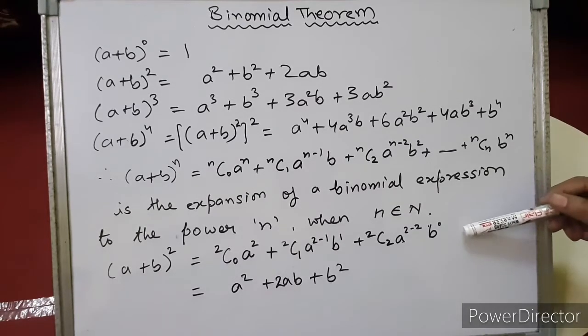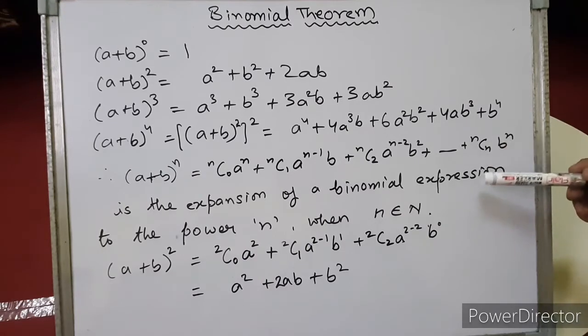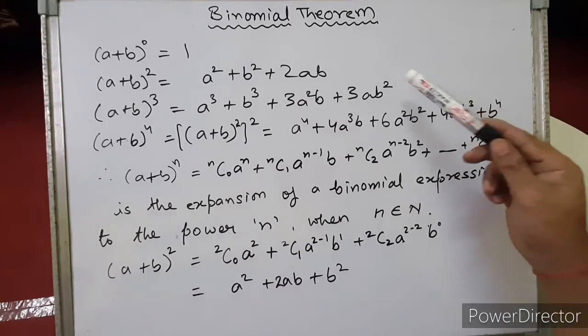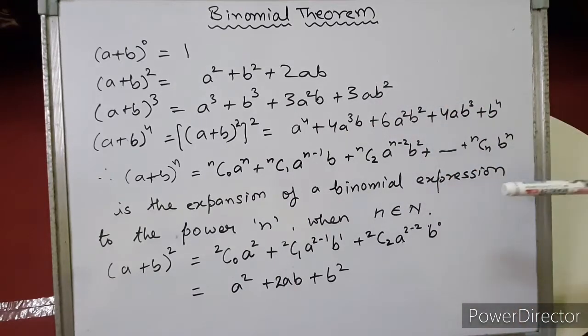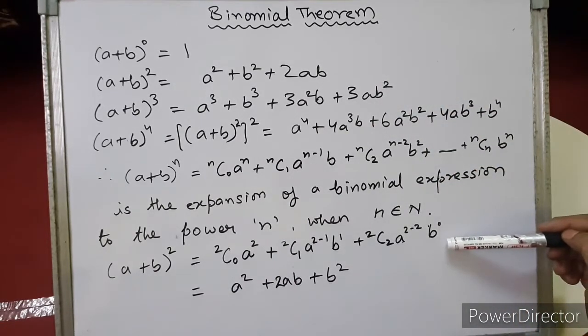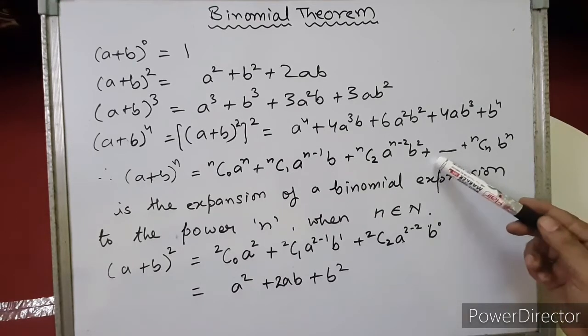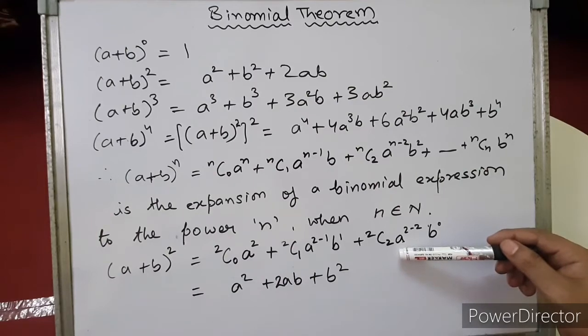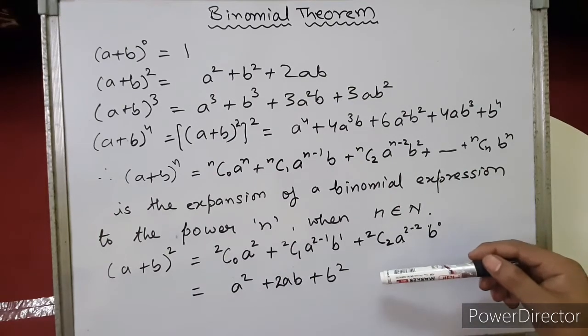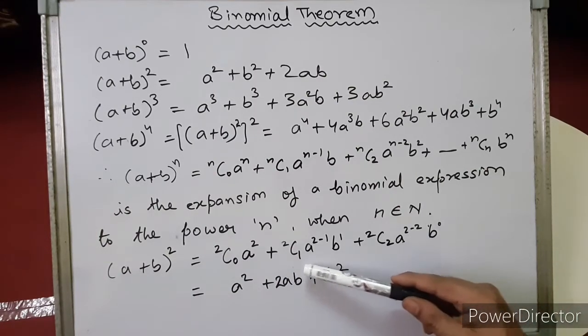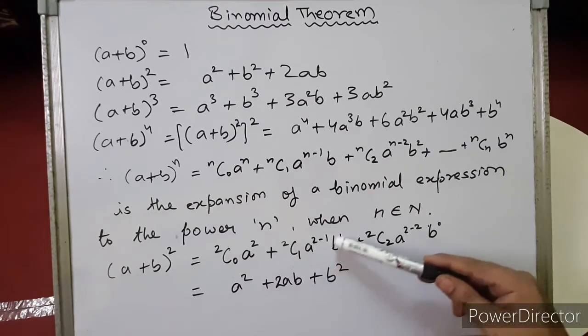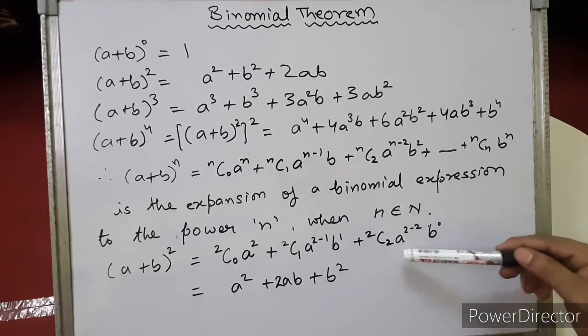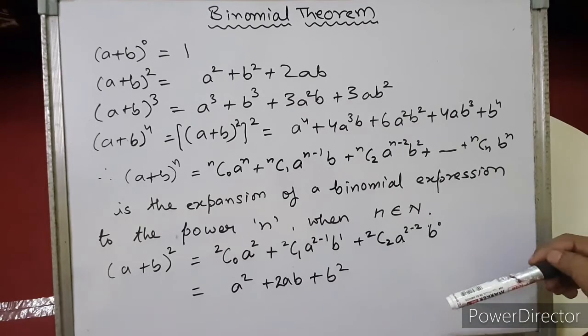Just see, using this binomial expansion, I've solved a plus b to the whole square here. If we have to expand a plus b to the whole square, then by this expansion, we can say that it will be 2c0 a square b to the power 0, plus 2c1 a to the power 2 minus 1 b to the power 1, plus 2c2 a to the power 2 minus 2 b to the power 2.